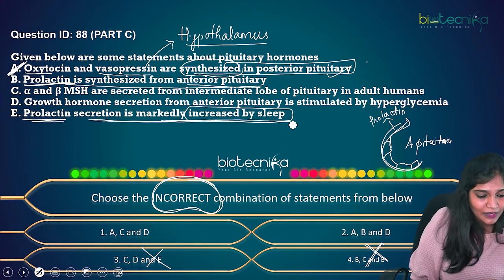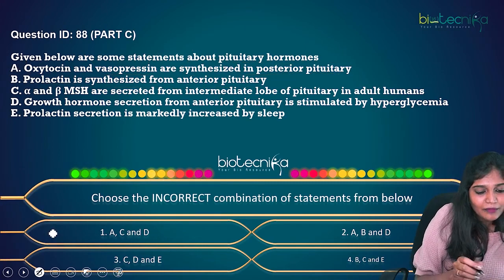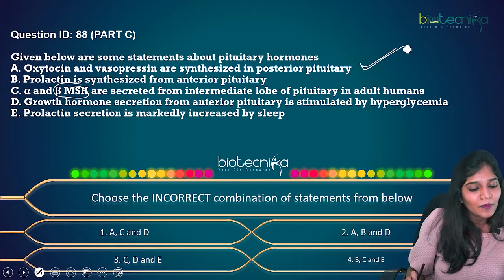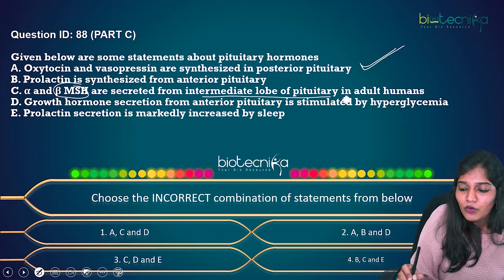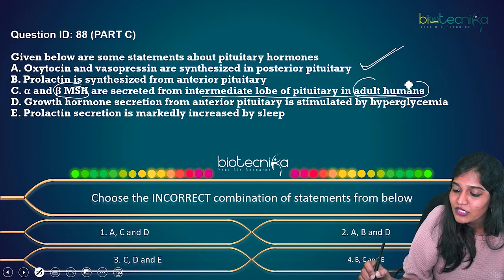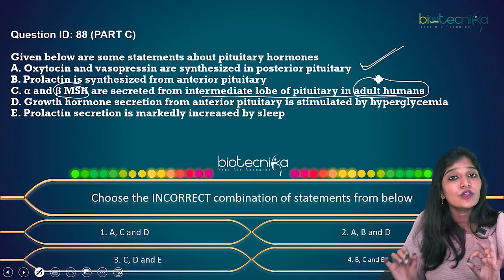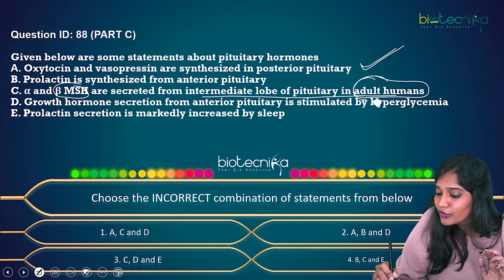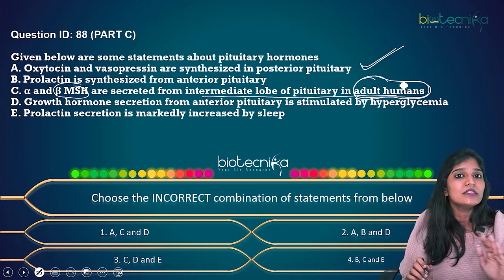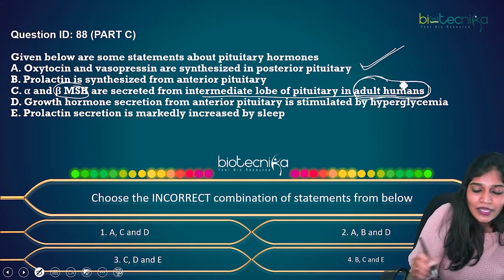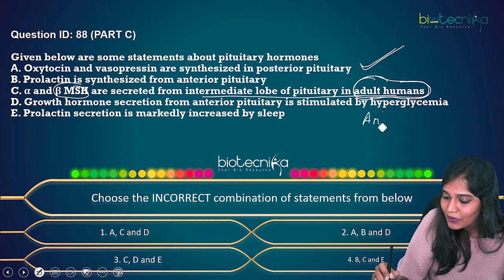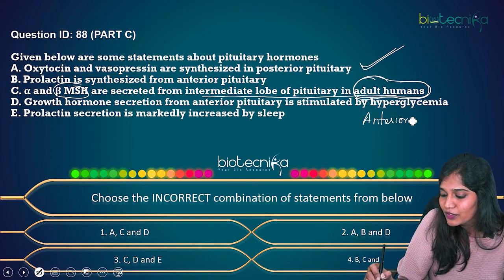Okay, the next statement: alpha and beta MSH, so for now I'm choosing this one as the incorrect statement, are secreted from the intermediate lobe of the pituitary in adult humans. A very important point is this: usually mammals have an intermediate lobe, but adult humans do not have a distinct intermediate lobe. Then where will these melanocyte stimulating hormones be produced? Yes, in the anterior part of the pituitary.